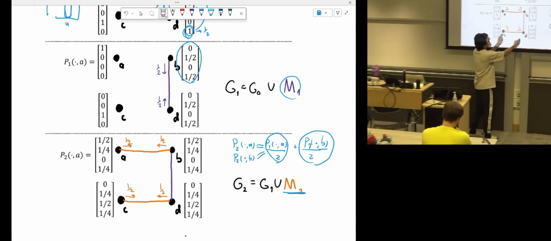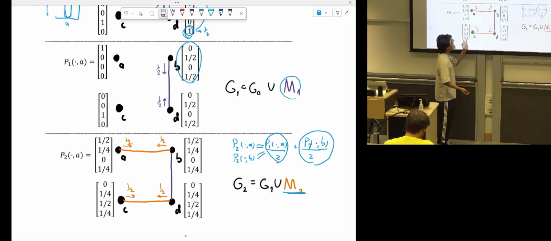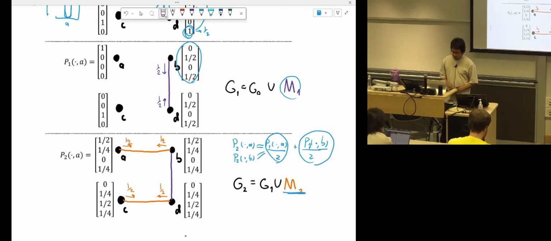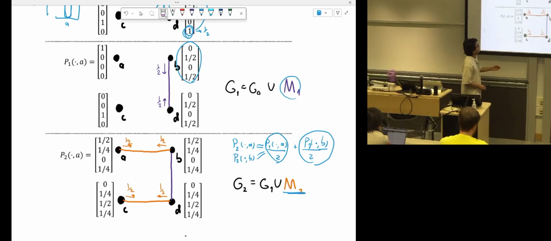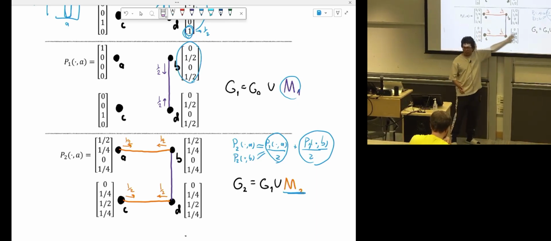So what happened here is the same, right? Why do the vectors at C and D look like this? You just average the vector at C and D from the previous round. Okay. And that's how you can see how the vector is updated.